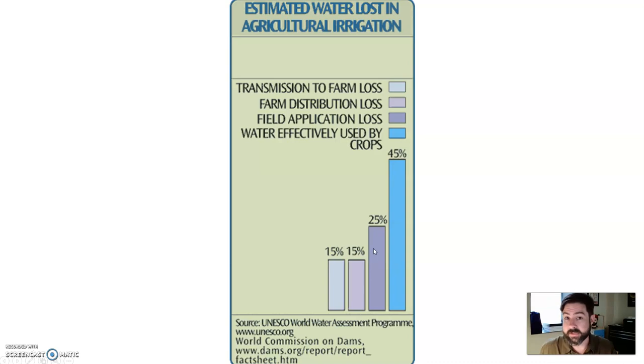Think about here in the desert, how fast water evaporates. As we're spraying the water, or if we open up and flood the farm area, that water can evaporate very quickly. You're losing 25% of it.